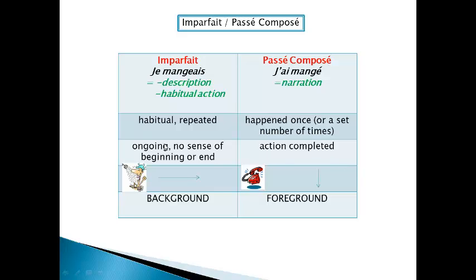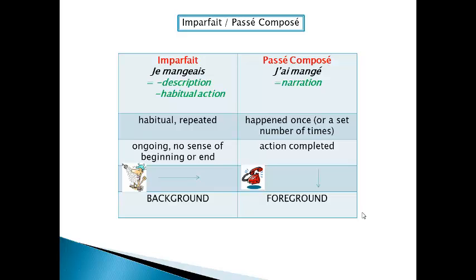For example, if you say the weather was bad, you don't really know when it started or when it ended. Or if you say she broke the vase, it's an action that is completed. The vase is broken, that's it. We use the imparfait for something that was going on when suddenly something happened. For example, I was showering when the phone rang. I was showering, imparfait, when the phone rang, passé composé. Basically, we use the imparfait for background information and the passé composé for foreground information, if that can help you.